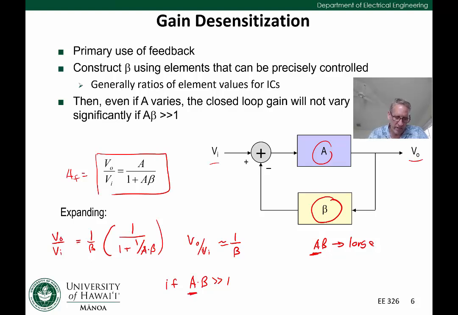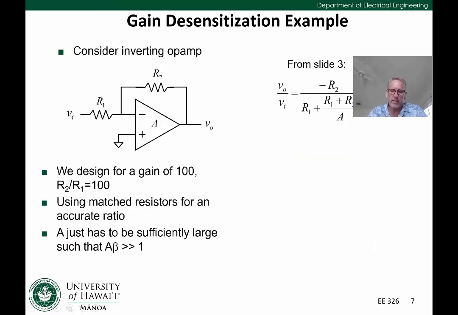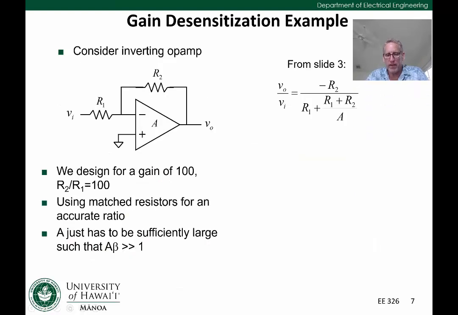Well, we can see that pretty easily if we just look at this inverting amplifier. From the earlier slide, from slide 3, we have this equation for AF, or the closed loop gain. Let's suppose we design for a gain of 100, that is R2 over R1 is 100, and we're going to assume our resistors are matched. And we're also going to assume that we have a sufficiently large A times beta. Then let's plug in our values for A, R1 and R2 into this equation without making these assumptions and see what the gain turns out.